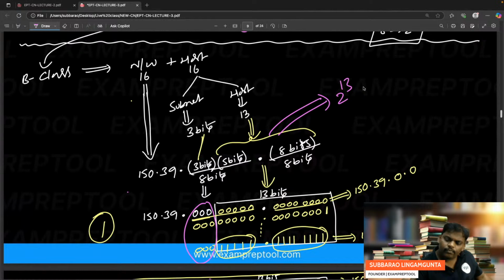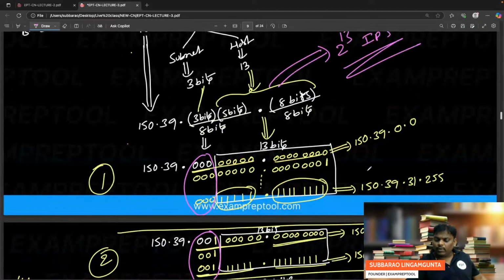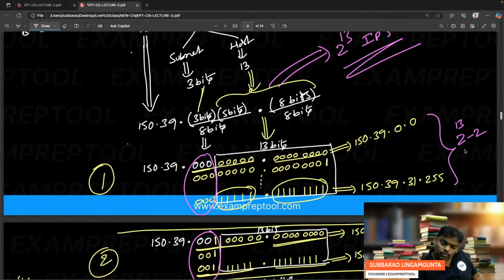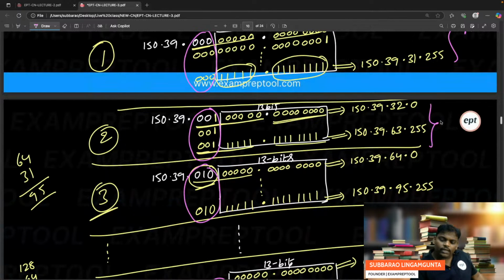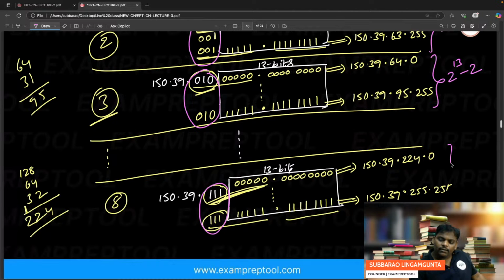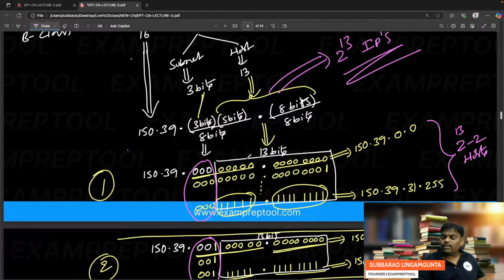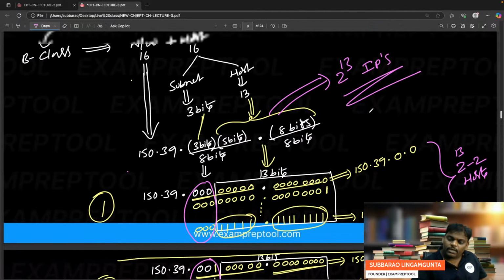Everyone contains 2 power 13. See, here 13 bits, 2 power 13. Then 2 power 13 minus 2 hosts, because 13 bits are for host purpose. This is also the same, 2 power 13 minus 2 hosts. Like that, every subnet contains 2 power 13 minus 2 hosts. Total IPs for one subnet: I am saying 2 power 13 IPs for one subnet.